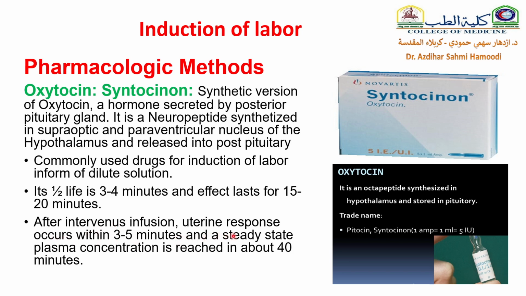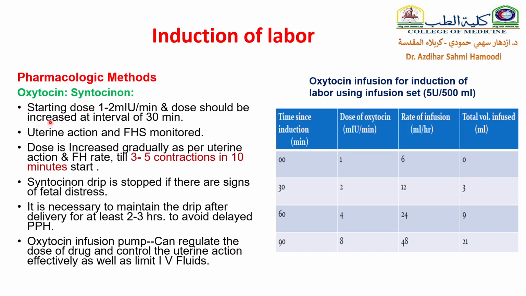After intravenous infusion, uterine response occurs within 3 to 5 minutes, so it's short acting, and steady state plasma concentration is reached in about 40 minutes. Starting dose of syntocinon is about 1 to 2 milliunit per minute, and the dose should be increased at intervals of about 30 minutes. Uterine action and fetal heart sound are monitored. Dose is increased gradually as per uterine action and fetal heart rate till we reach 3 to 5 contractions in 10 minutes. Syntocinon drip is stopped if there are signs of fetal distress.